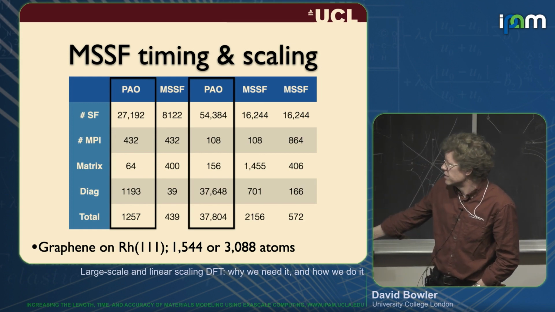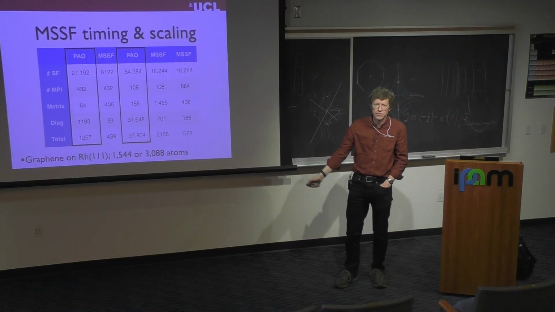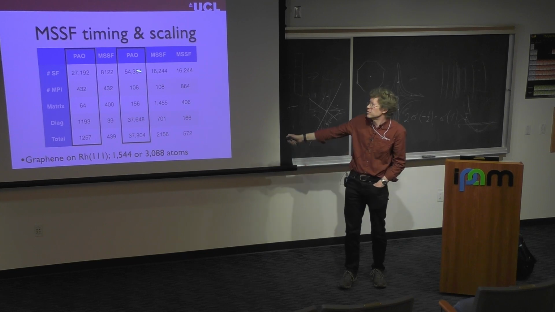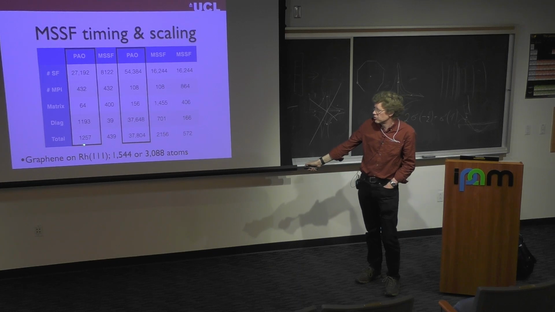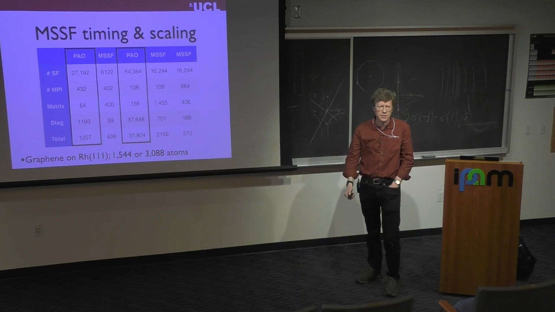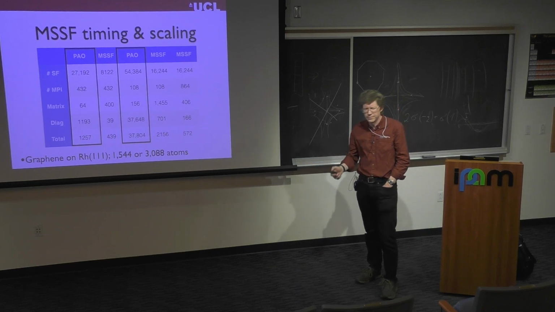This is the interesting point. The diagonalization has gone up by a factor of 32,000. That's because you get a factor of 8 from doubling the number of atoms, and a factor of 4 from the number of MPI processes. So that makes sense. We've gone from 1,200 seconds to 37,000 seconds. So, a long calculation.